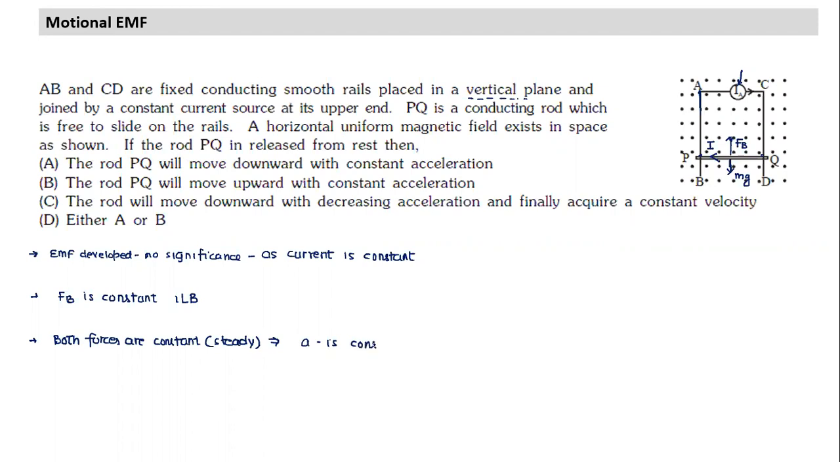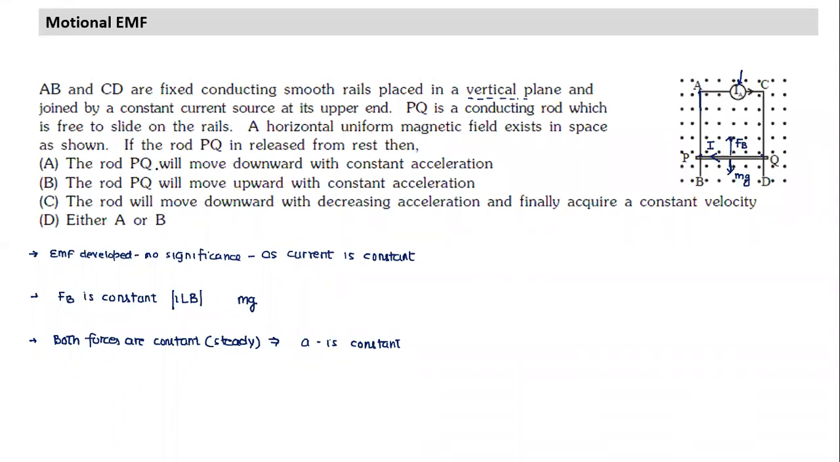But the question is, will it move up or down? It will move up or down depending on which one is more. It depends on the relative strength of ILB and mg. We don't know which case it is. So if the current is large, FB may exceed mg, and it may move upwards. It may also happen that it remains at rest. If current is small, it may move downwards. So that's our analysis.